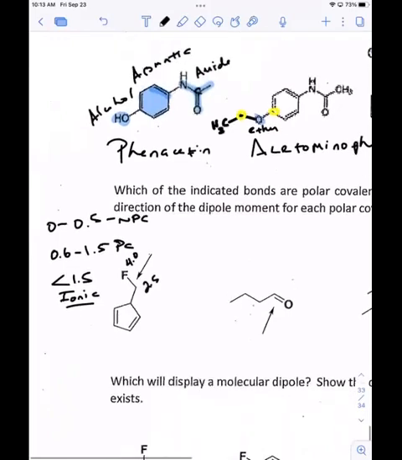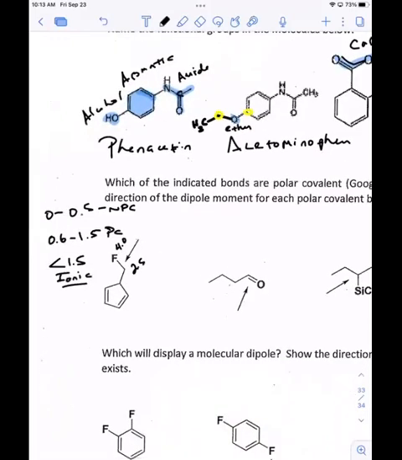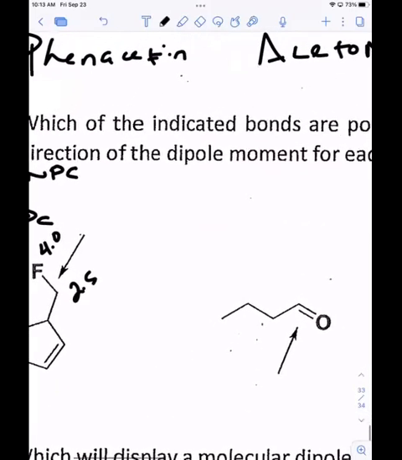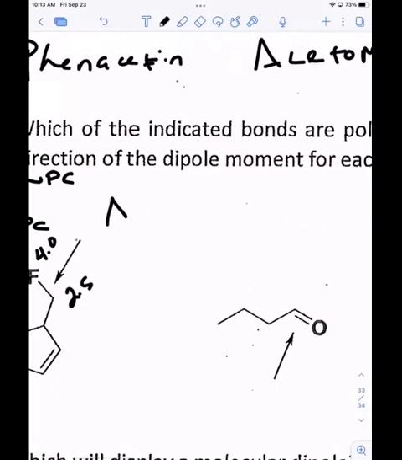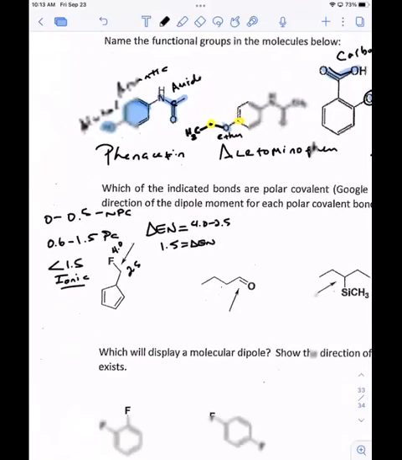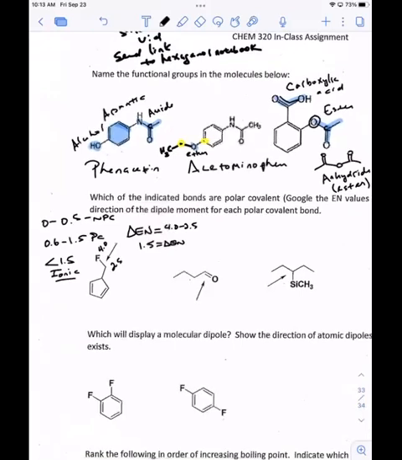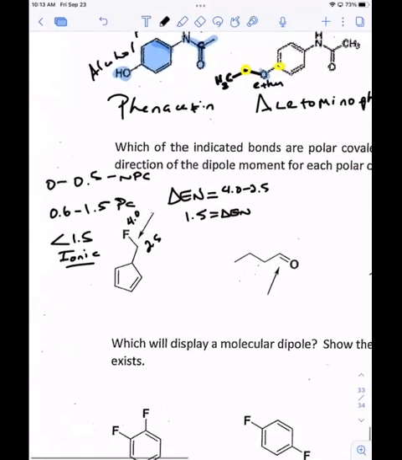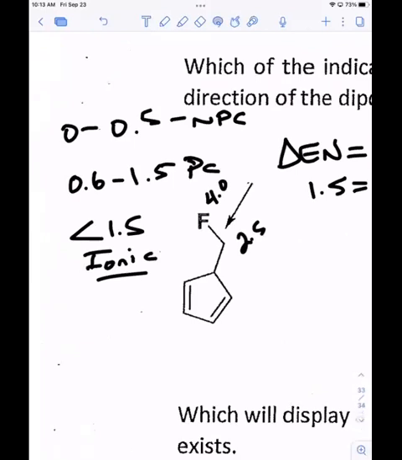How do we calculate this difference? So the difference in electronegativity, we're just going to subtract that, right? So it'll be 1.5. Where does that fall on the scale? Polar covalent. Polar covalent. Let me move this over.